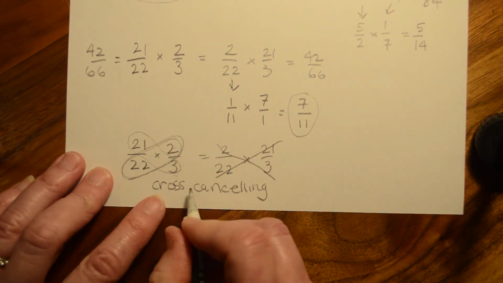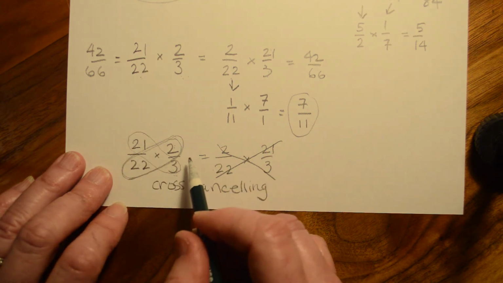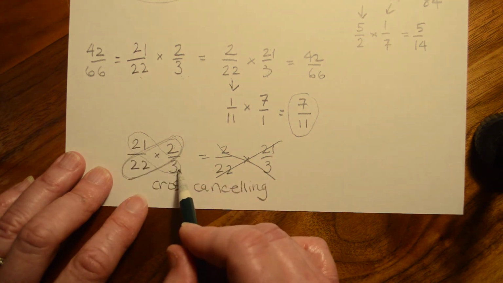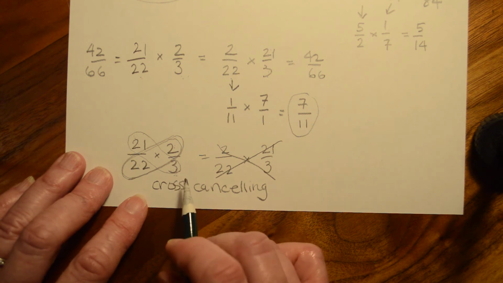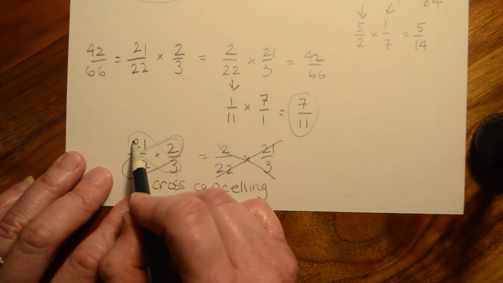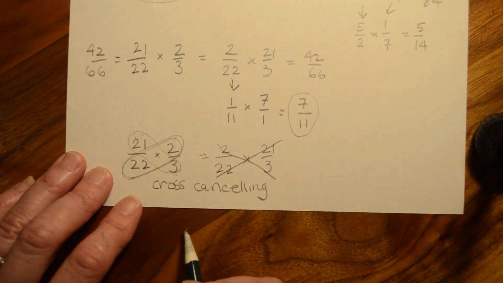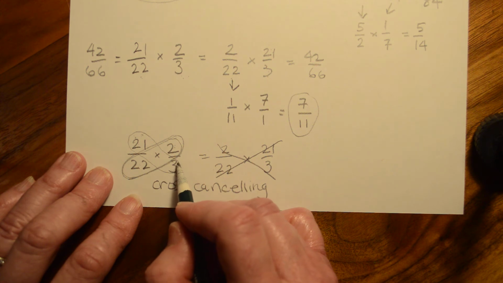All right, cross like this, cross canceling. So we're going to cross along the diagonal. We're going to cancel along the diagonal right here, because I could always switch the numerators and make a fraction that did simplify. So I'm going to look along the diagonals and say, do 3 and 21 share a common factor? Yes, they do. They share a common factor of 3.